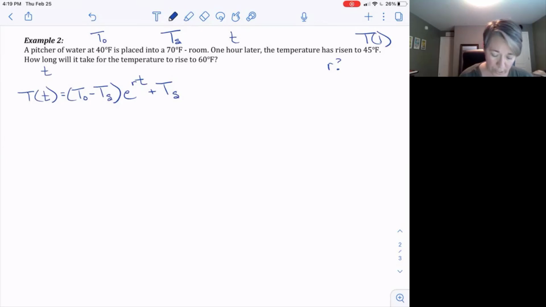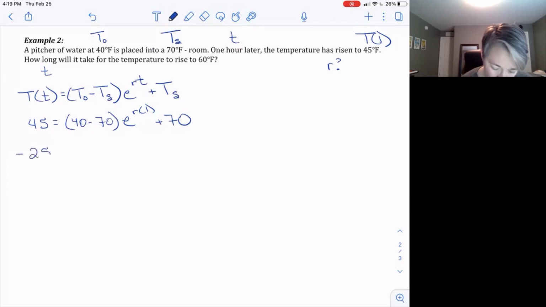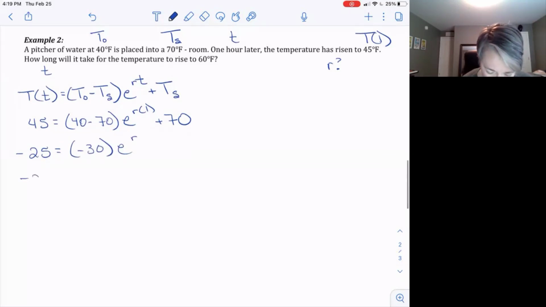So our T of 1 is 45 degrees, with the initial temperature of 40 minus 70 times e to the r times 1 plus 70. Let's clean this up. Let's subtract 70 from both sides. That will give us a negative 25. 40 minus 70 is a negative 30, e to the r. Divide both sides by that negative 30. We get negative 25 divided by negative 30 equals e to the r. Let's clean up that fraction on the left there. Negative divided by negative is a positive. 25/30 reduces to 5/6 equals e to the r.